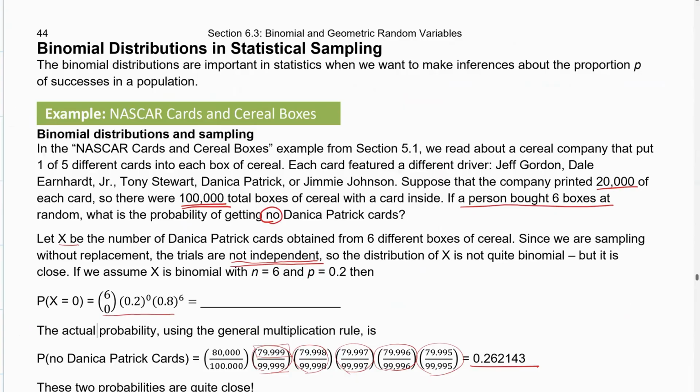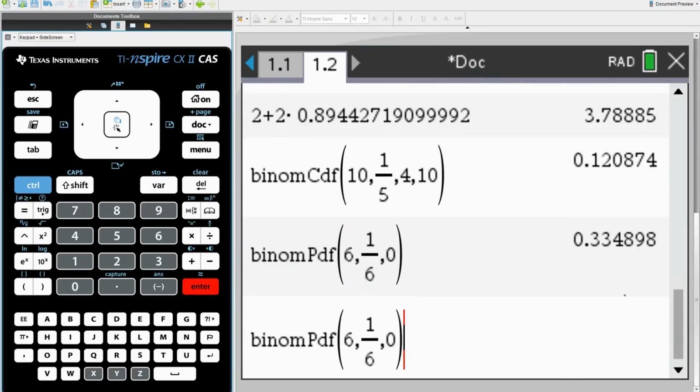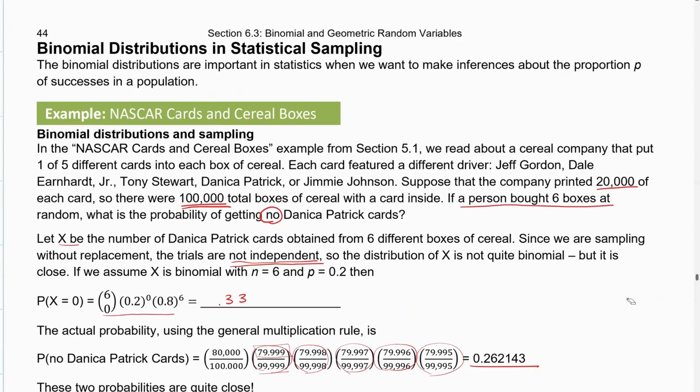All right, so there's our number, 0.334898. I'm sorry, I screwed that up again. There are 5 different cards, so the probability is 1/5. Try that again. 0.262144. All right. Now, look at us doing it the right way.